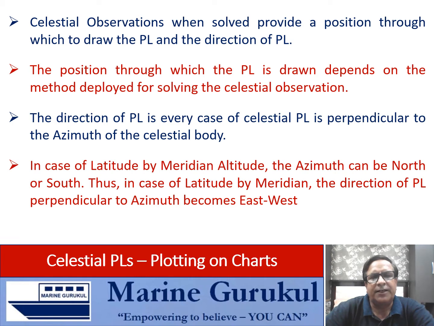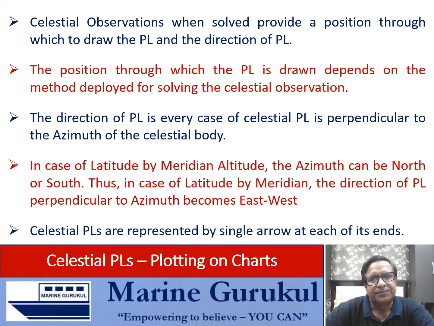In case of latitude by meridian altitude, the azimuth can be either north or south. Thus, in case of latitude by meridian altitude, the direction of the PL, which is like any other case perpendicular to azimuth, is specifically east-west. Celestial PLs are represented on chart by single arrows at each of its ends.